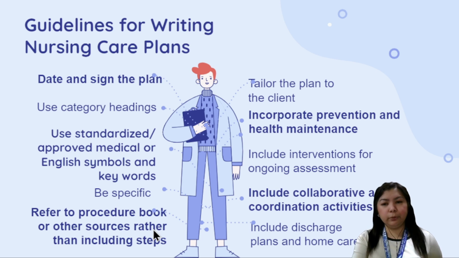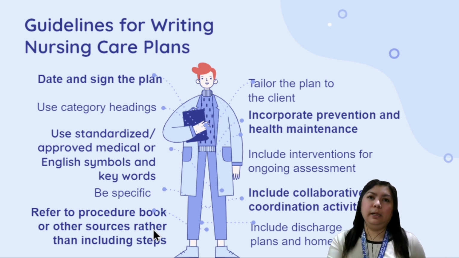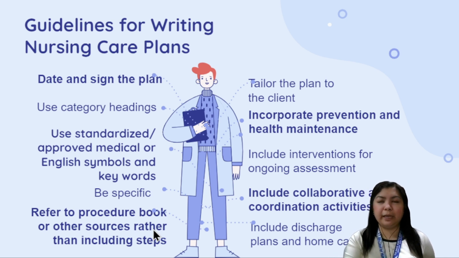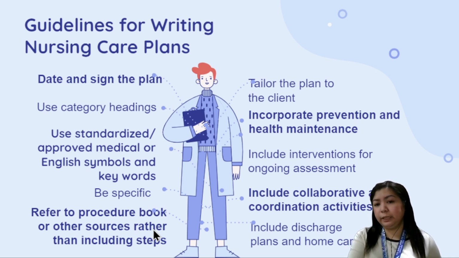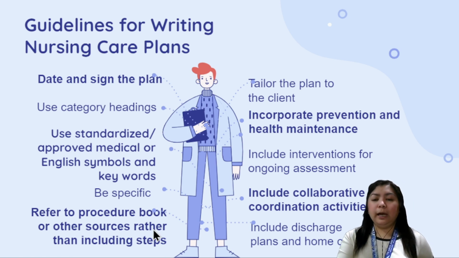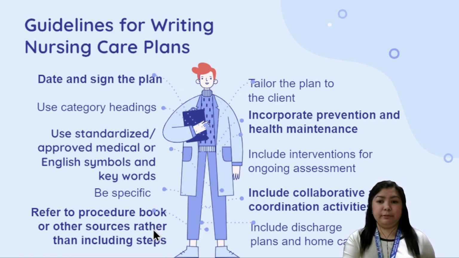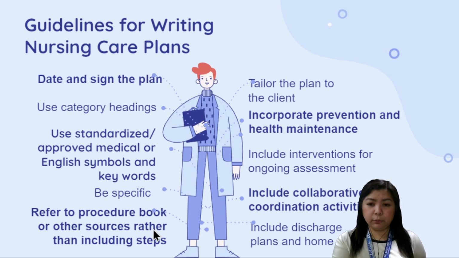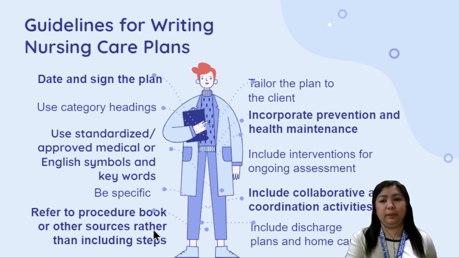Refer to a procedure book or other sources rather than including steps. Say, for example, I need to feed my patient. You mention in your interventions to provide nasogastric tube feeding to my patient. So instead of saying this is the first step for nasogastric tube feeding, you mention the procedure itself, instead of saying step number 1 and step number 2 and so on until you finish the different steps involved in that particular procedure.